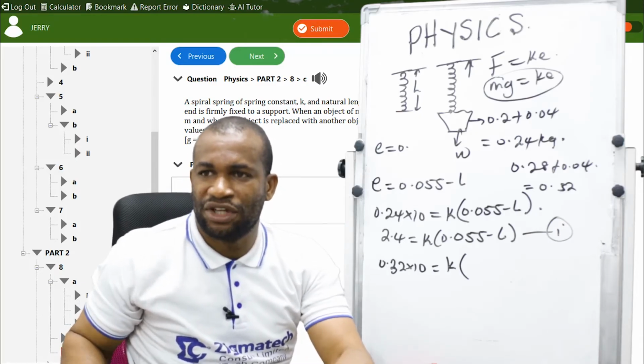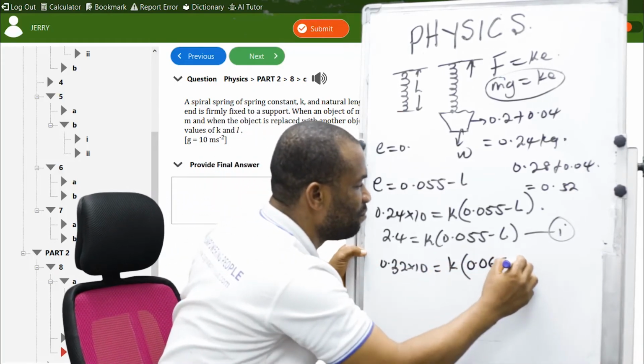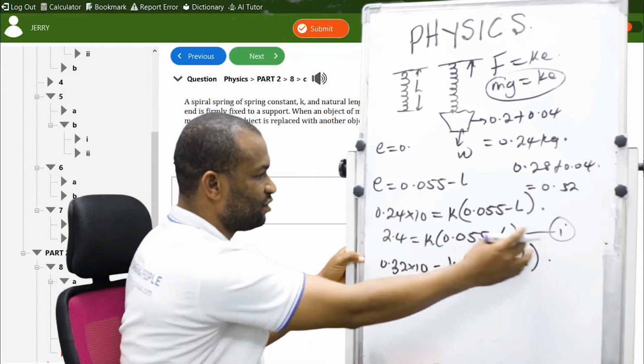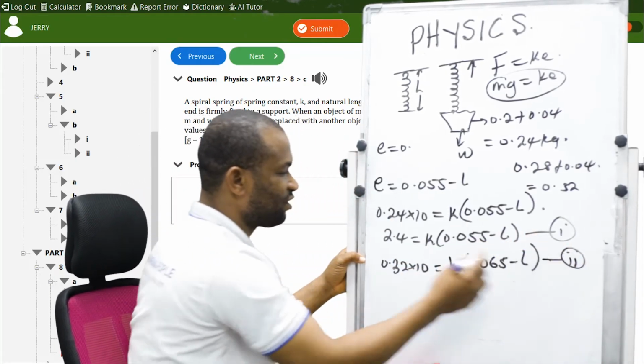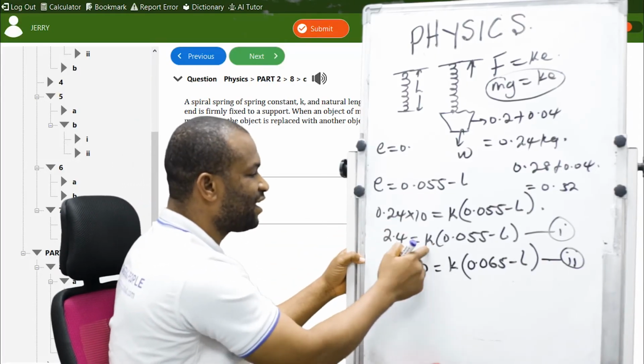Okay, and the length becomes 0.065, so it's 0.065 minus the same length. So I have the first equation, and this is the second equation. If you check very well, what is common between this and this is K.